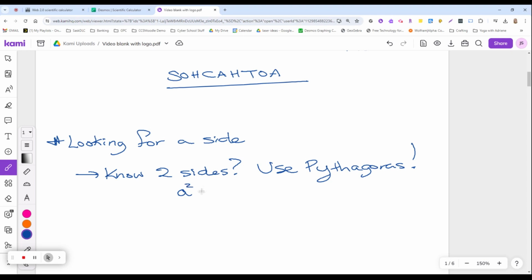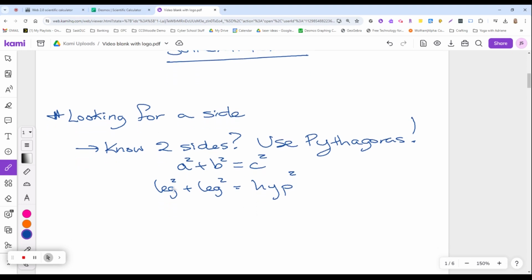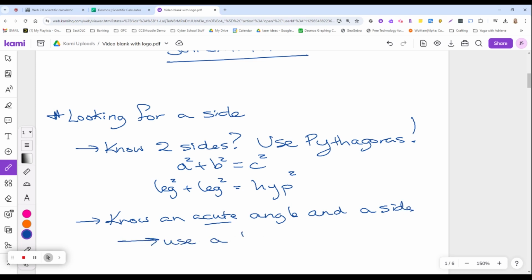Which you have memorized from somewhere in your history as a squared plus b squared equals c squared. I like it better as leg squared plus leg squared equals hypotenuse squared. You'll make fewer mistakes if you remember it that way, but whichever works for you. But if you know two sides, you don't have to use trig. You can go back to using Pythagoras. If you know an acute angle, that's important, we don't use the 90, and a side, then you're going to use a trig ratio.